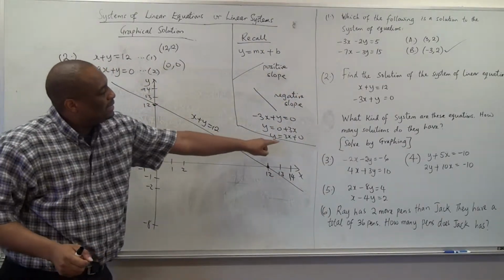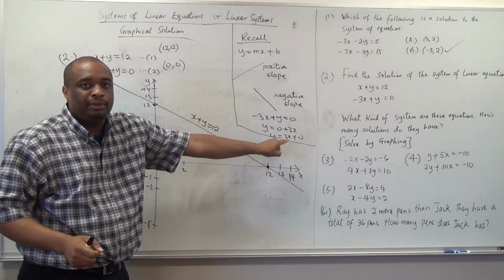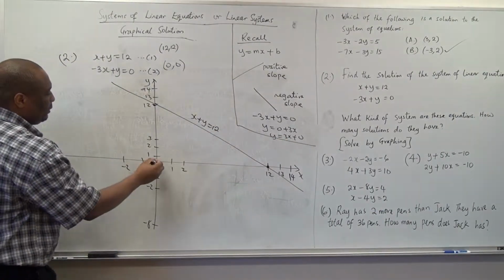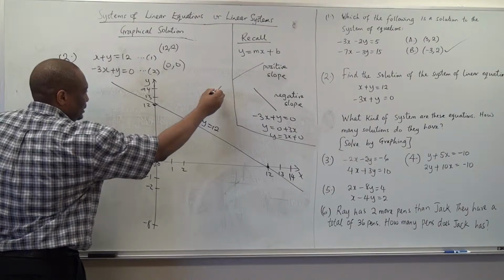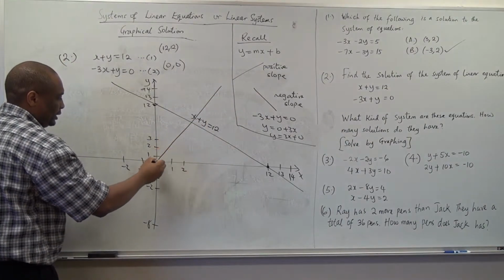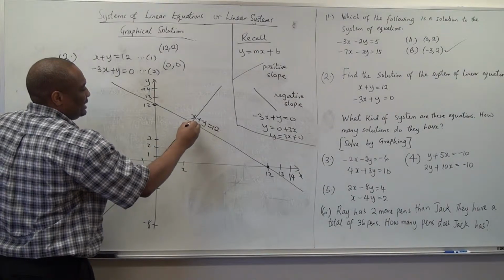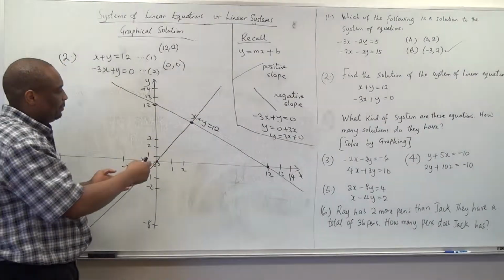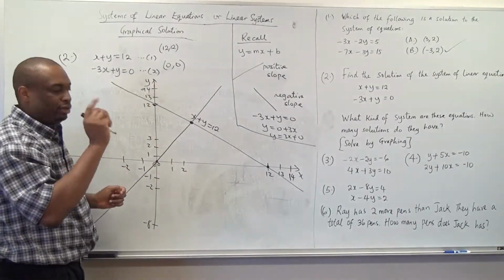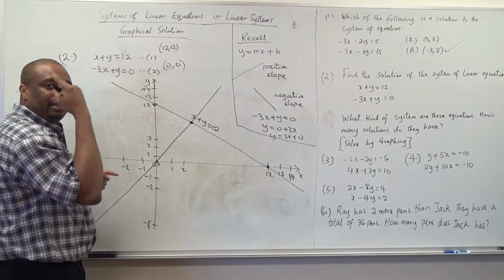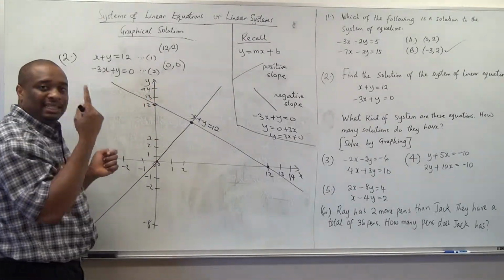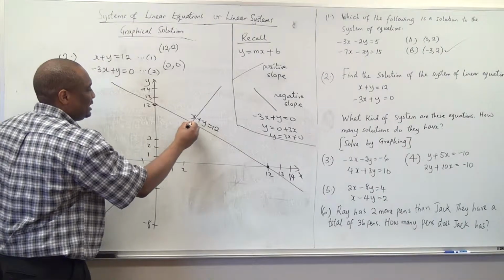So the slope is 3, so it's going to be a positive slope. And because it's a positive slope, it's going to run like this. So you just draw your origin. And of course, what kind of system is this? This is a consistent system because it has a single solution. It has two graphs, and the two graphs intersect at one point, which is the solution.